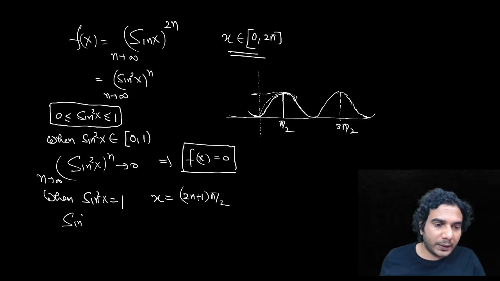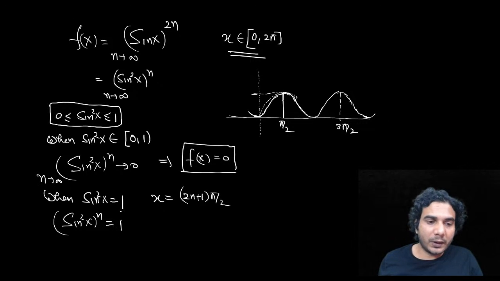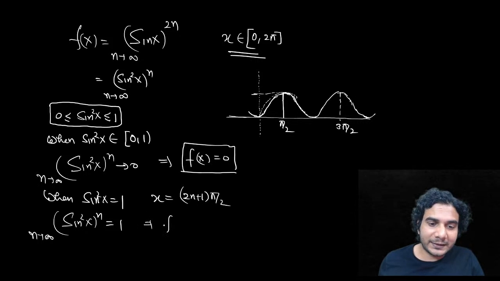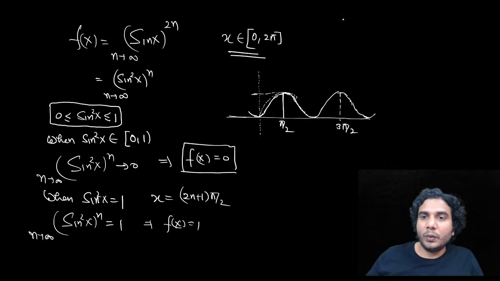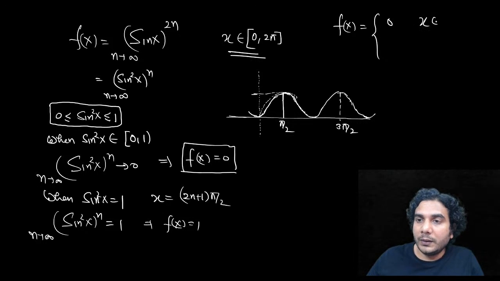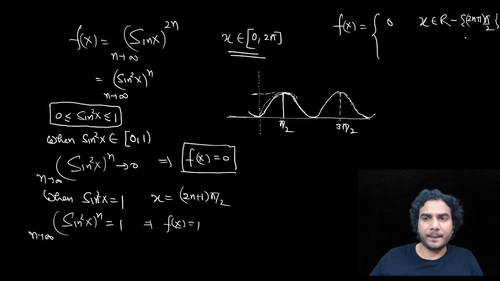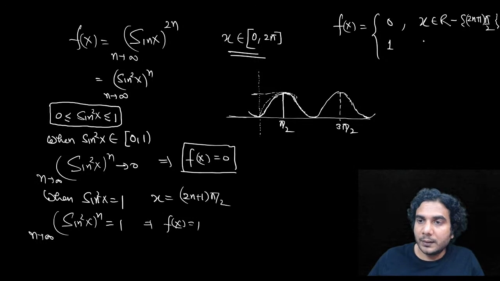Then sin square x raised to n will actually be 1, because 1 raised to infinity is 1 only, right? So that means in this case f(x) is equal to 1. So you have two cases. You have got your function f(x) is equal to 0 for all values of x except odd multiples of pi by 2. All right. And 1 when x is equal to odd multiples of pi by 2.